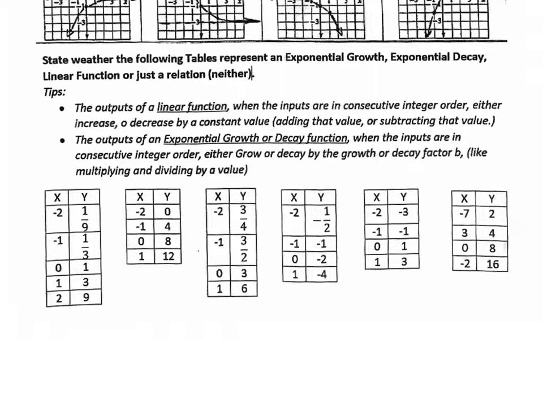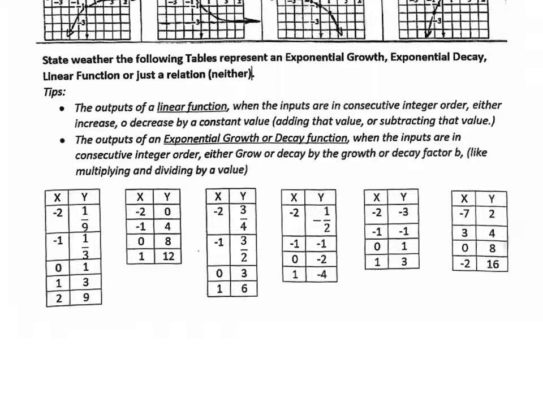Okay, for the final section, guys, it says state whether the following tables represent an exponential growth, exponential decay, linear function, or just a relation, which is none of the above. I shouldn't have said neither. I should have said none. Okay, so I give you some tips. It says the output of a linear function when the inputs are in consecutive integer order will either increase or decrease by a constant value, which means adding or subtracting.